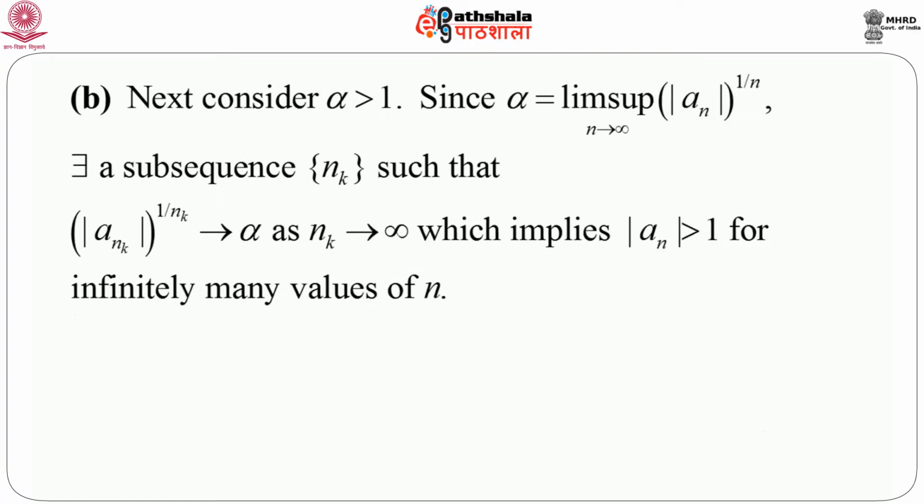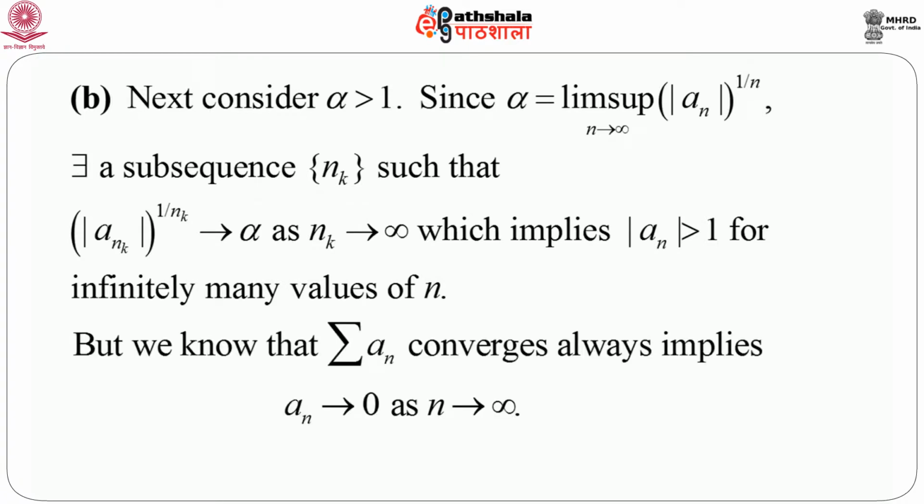Next, we consider alpha greater than 1. Now, again, since alpha equals limsup of modulus of a_n whole to the power 1 by n as n goes to infinity, there always exists a subsequence n_k such that modulus of a suffix n_k whole to the power 1 by n_k goes to alpha as n_k goes to infinity, because it is the limsup. That means we can always find such a subsequence. Now, since alpha is greater than 1, this immediately implies that modulus of a_n is strictly greater than 1 for infinitely many values of n, because it goes to alpha as n_k goes to infinity.